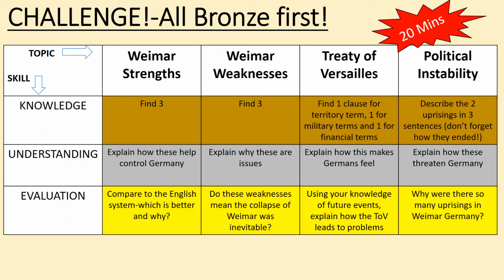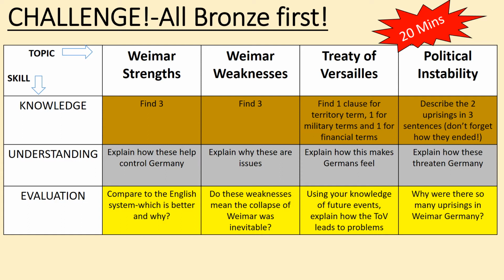So there's really only one rule when you do this kind of task, and that is that all the knowledge stuff must be done first. So the first thing you're going to do in a moment when I ask you to pause this video is to find 3 strengths of the Weimar government. The second thing you're going to do is find 3 weaknesses of the Weimar government. So you're going to do that entire bronze row first. That's just your basic knowledge. Then you're free to move around silver and gold as and when you want.